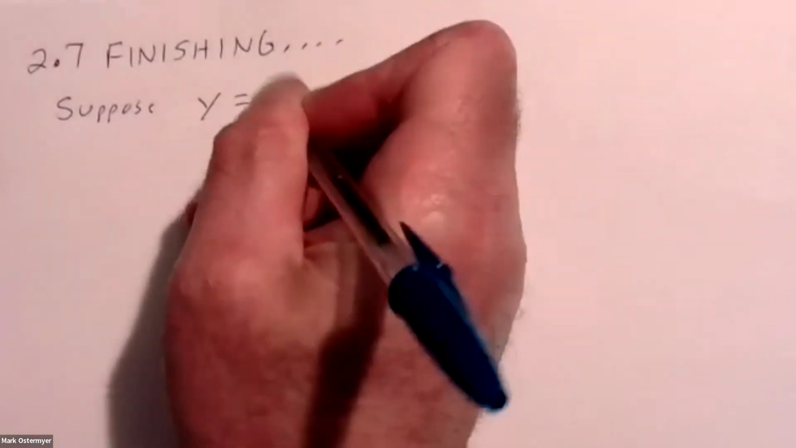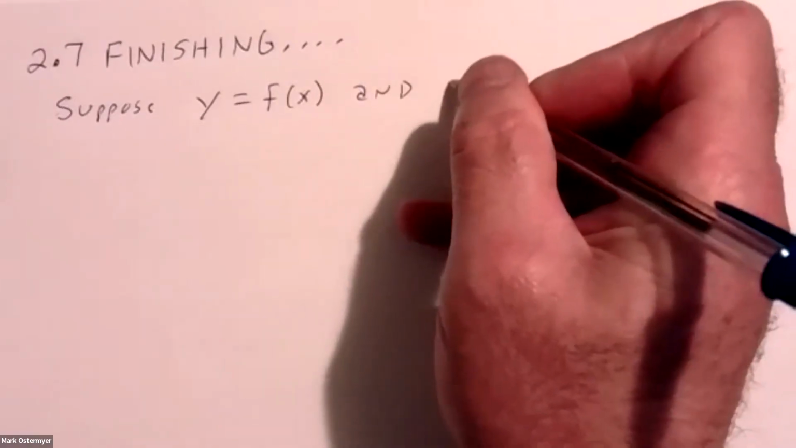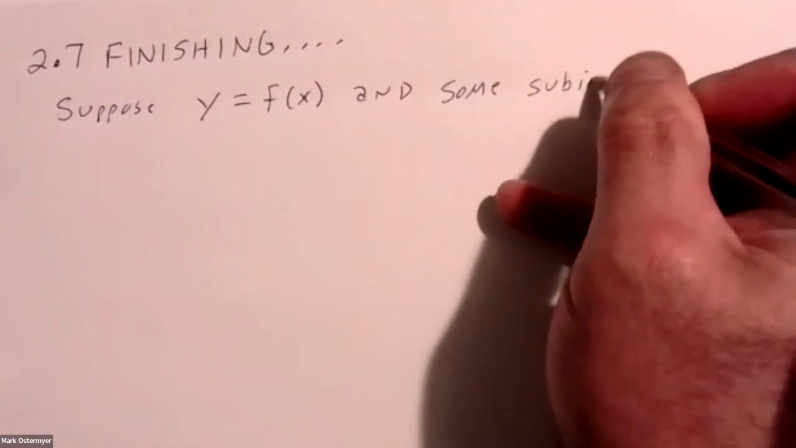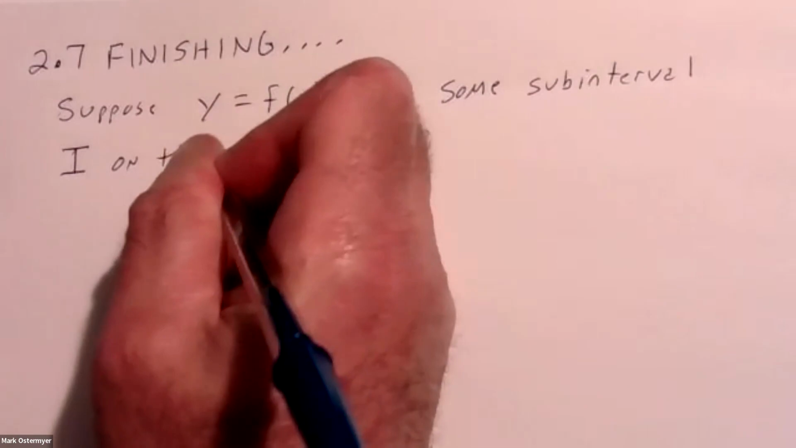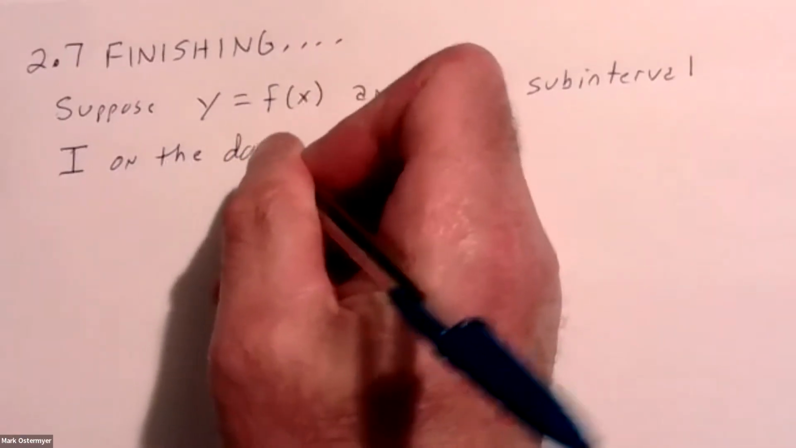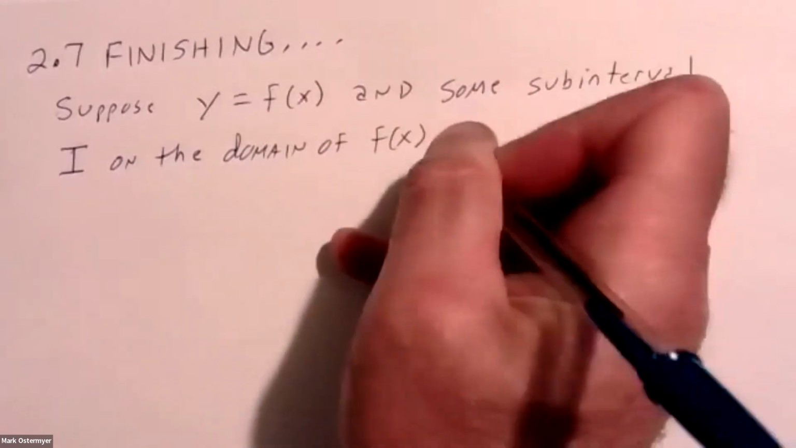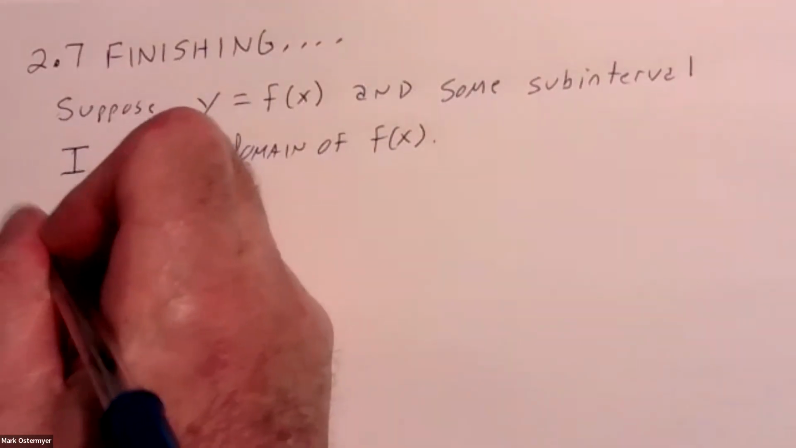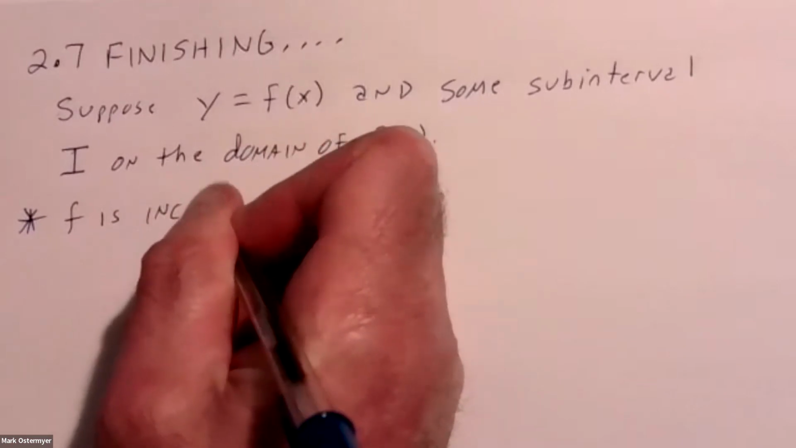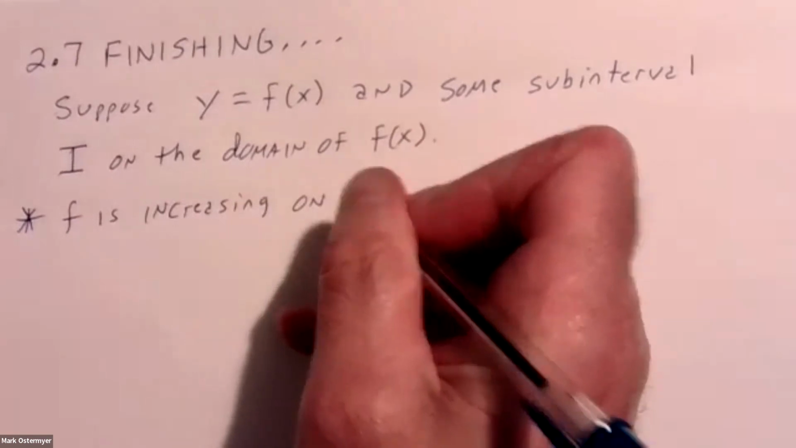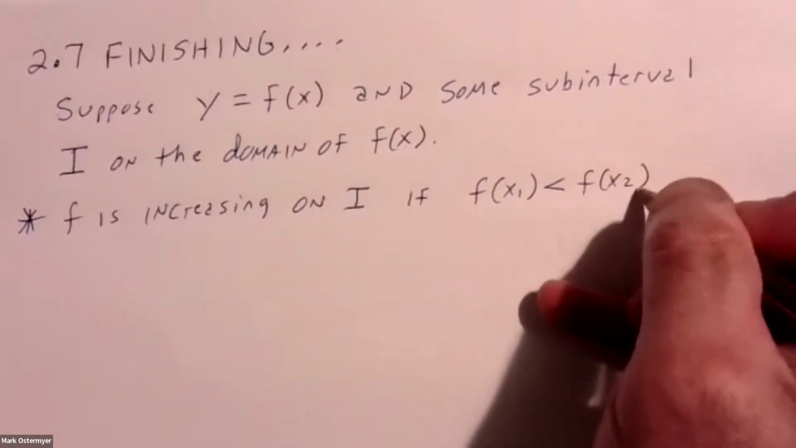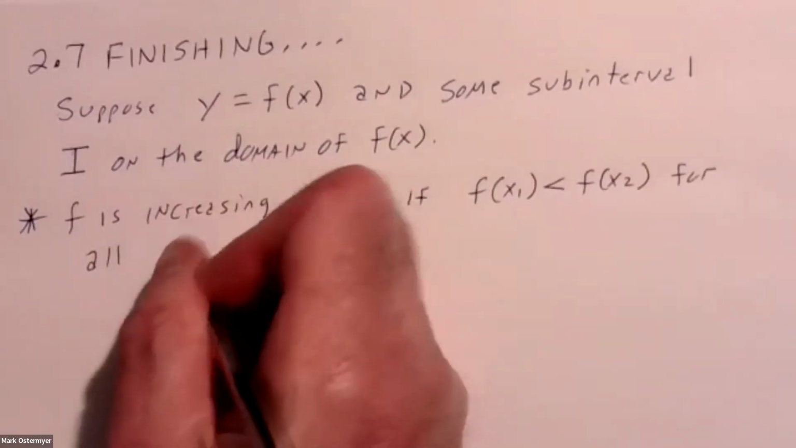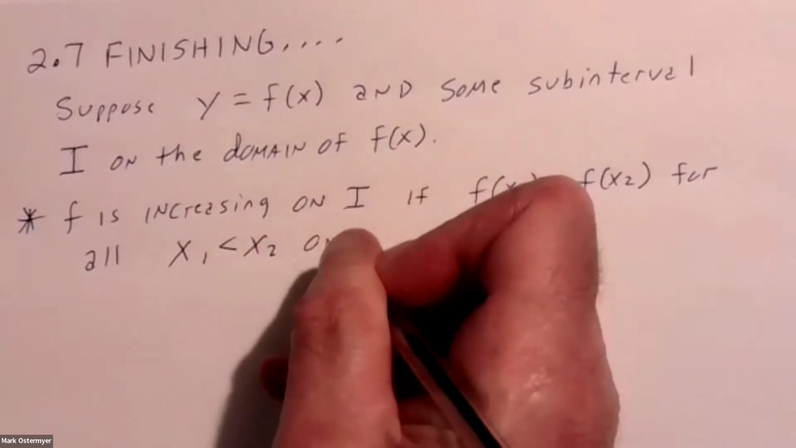All right, to start off, suppose we have a function y equals f of x, and we have some subinterval I on the domain of f of x. Later on, we say that f is increasing on the subinterval I if f of x sub 1 is less than f of x sub 2 for all x sub 1 less than x sub 2 on the subinterval I.